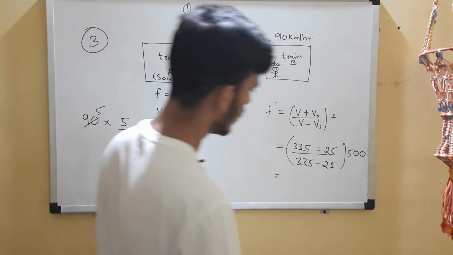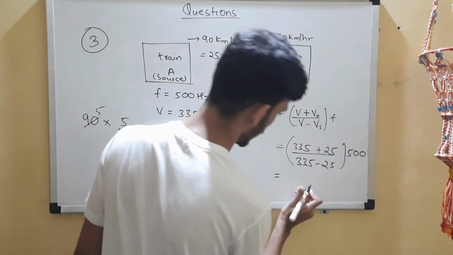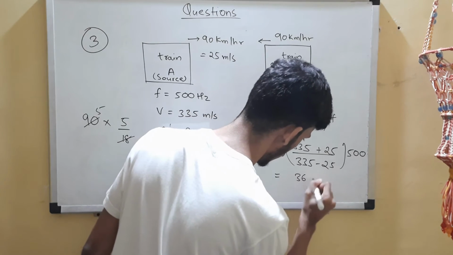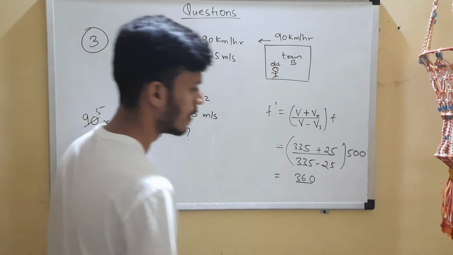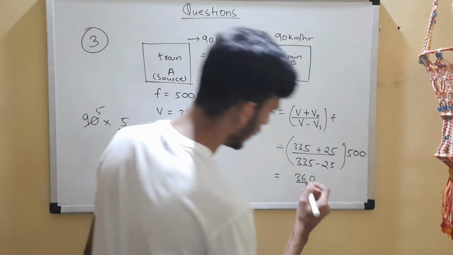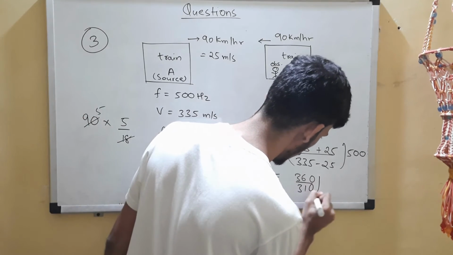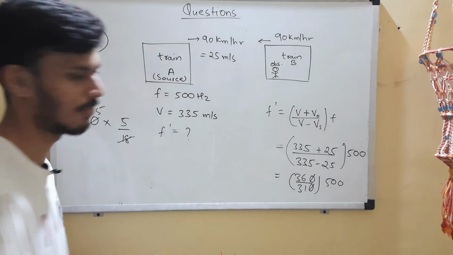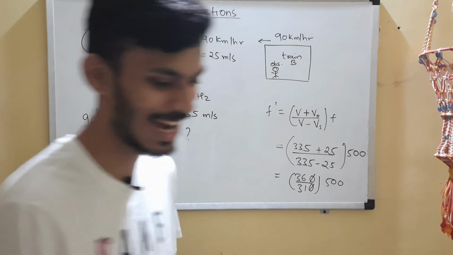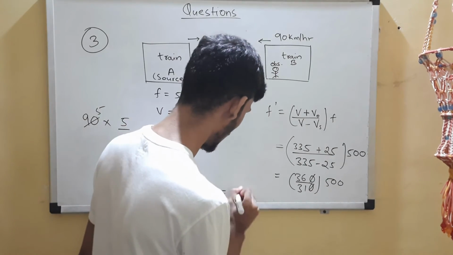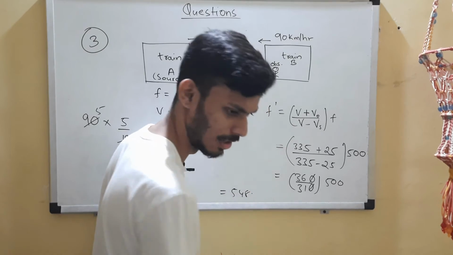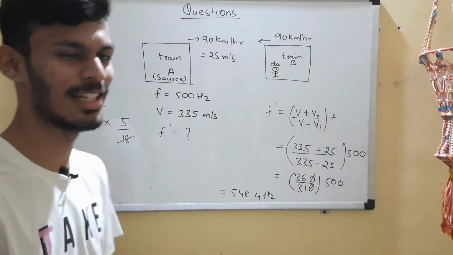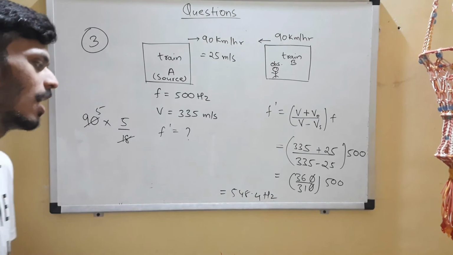And what will be the answer? This will be 360 divided by 310 into 500. This and this will get cancelled, and after solving, the answer that you are supposed to get is 548.4 hertz, right? Yes.